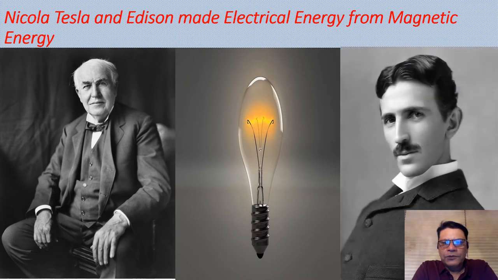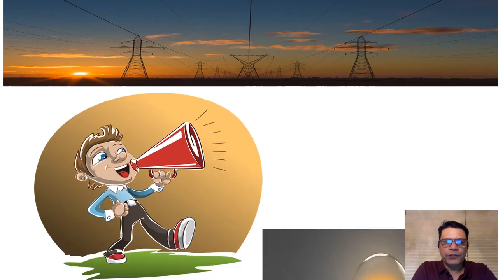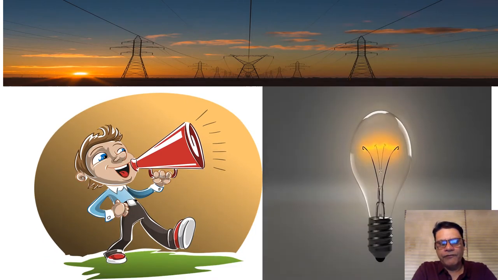So do you know these two guys? On my extreme left is Thomas Edison, and on my extreme right is Nikola Tesla. These were the two scientists who worked on the production of electricity, and they changed magnetic energy into electrical energy. So we are not going to follow the footprints of these two great guys, but we have a very simple method to make our own electricity, and that electricity is called piezoelectricity. Let's see what we can do to make this unique type of electricity.